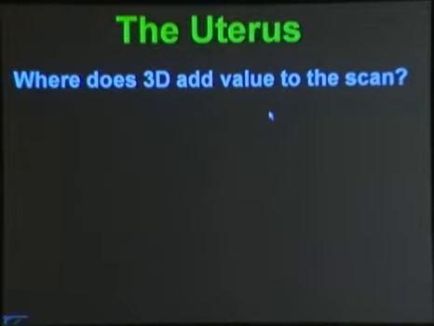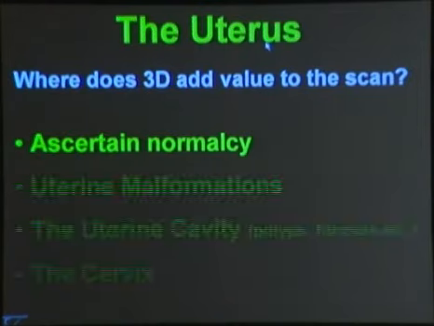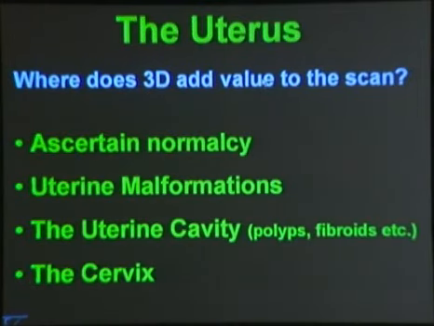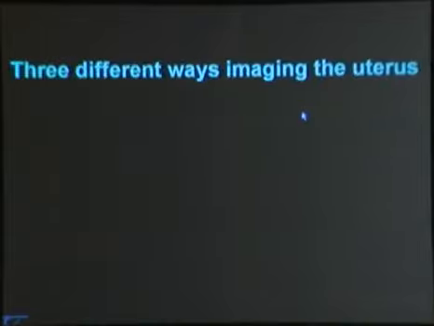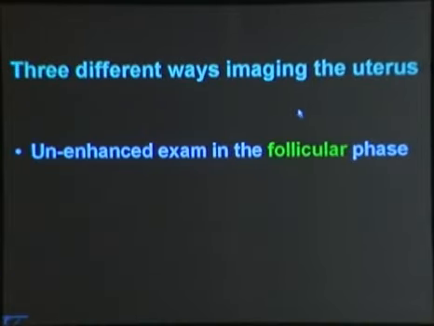Clinical examples, of course, I have to start with the uterus because this is probably the place where it helps the most. And I will say sheepishly that anything that the MRI can do in the uterus, we can do better. So you can ascertain normalcy, uterine malformations, uterine cavity, as far as polyps, fibroids, even the cervix. Now, there are several ways to image the uterus.